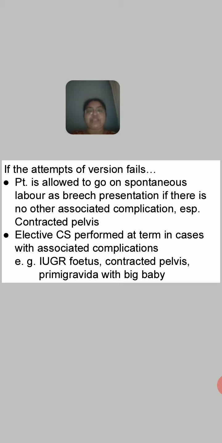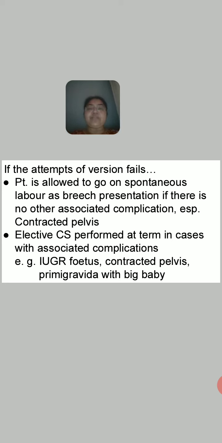Elective cesarean section is performed at term on attaining the fetal maturity in cases with associated complications. So whenever complications are associated, such as IUGR, contracted pelvis, primigravida with big baby, then you should not go for the spontaneous labor, but the cesarean section is planned, and that is called elective cesarean section, right? So this was the management of the breech presentation during the antenatal period.